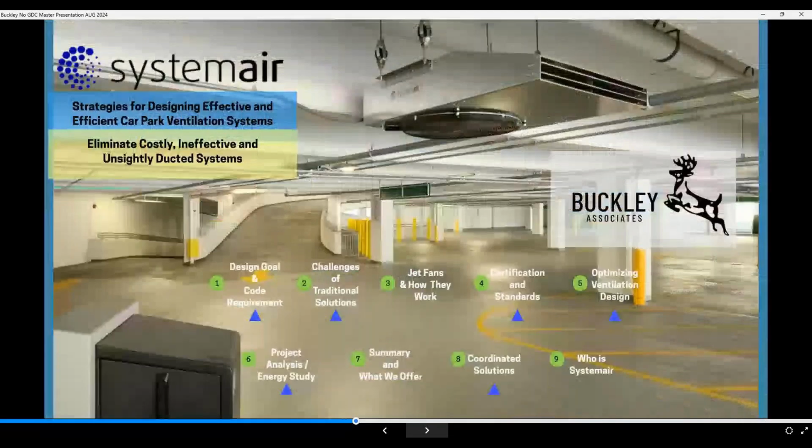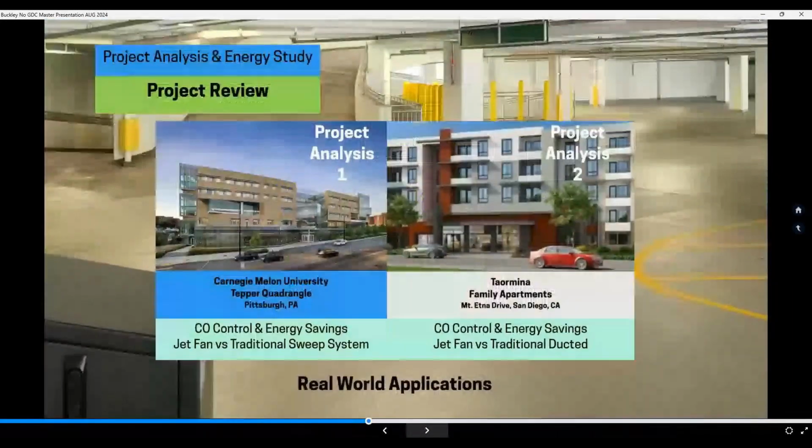So we've covered 1 through 5. Now let's look at project analysis and energy study. I'm going to talk to you about 2 projects. One is Carnegie Mellon University in Pittsburgh, and the other one is Terramina Family Apartments in San Diego. In the analysis I'm going to show you, we're going to talk about the effectiveness of controlling carbon monoxide and the energy efficiencies of controlling carbon monoxide, comparing a jet fan system versus traditional sweeping and a jet fan system versus traditional ducting.